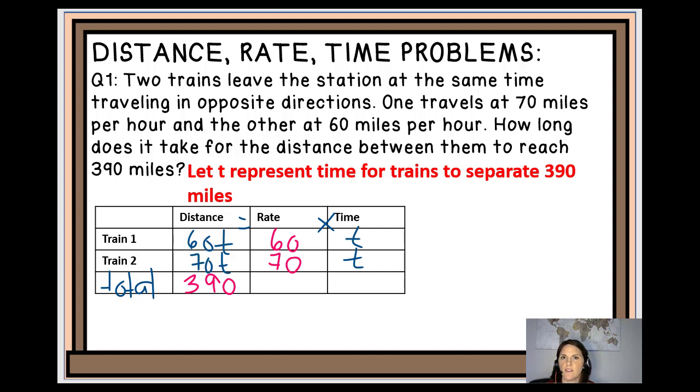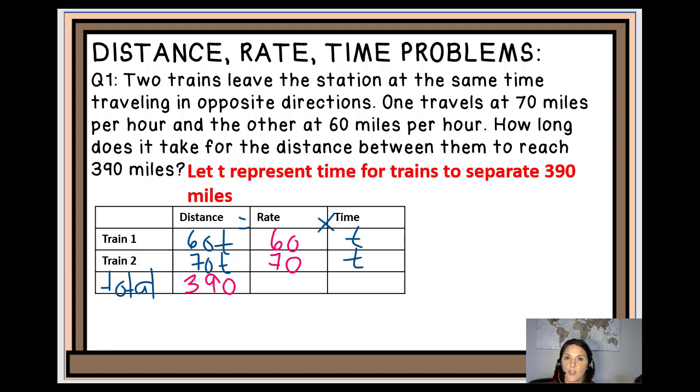If you don't like the way the table is organized, you could have put rate and time first and distance in the last column. It doesn't really matter the order. So if you prefer, you could say rate times time equals distance and then have 60 and 70 in the first column, and then the t's under the time, and then under the distance, 60t, 70t, and 390. But again, it really doesn't matter the order of the table. That's just how I wrote it for this particular example.